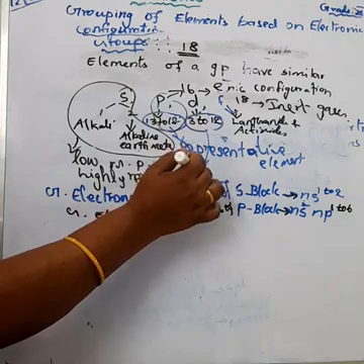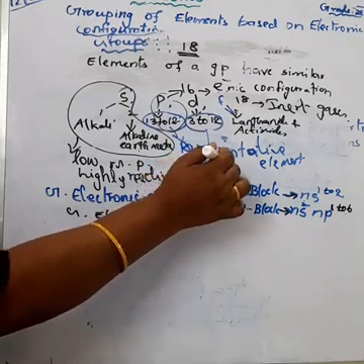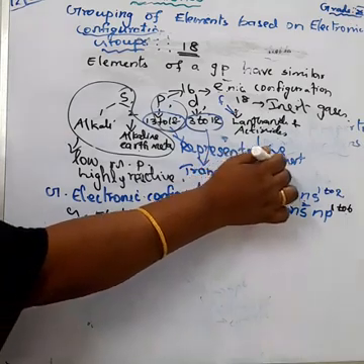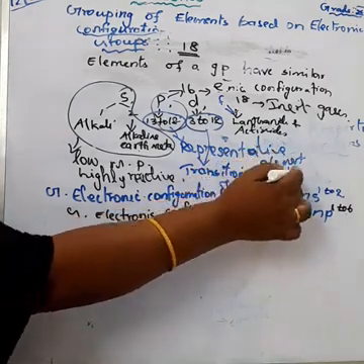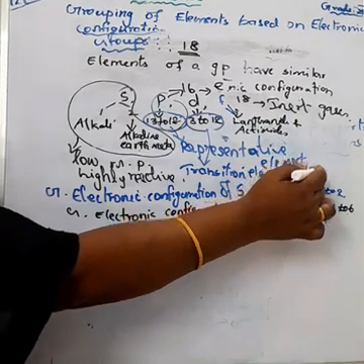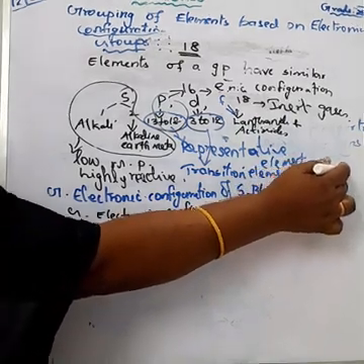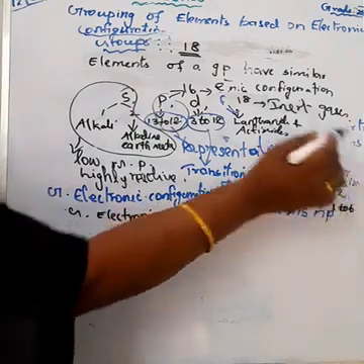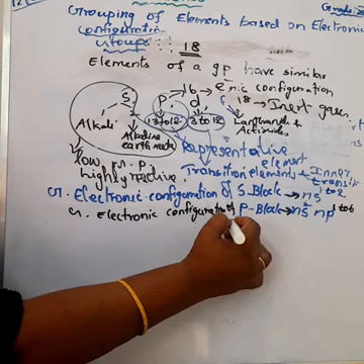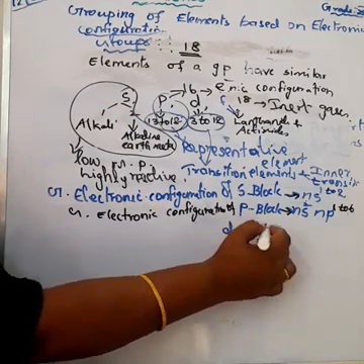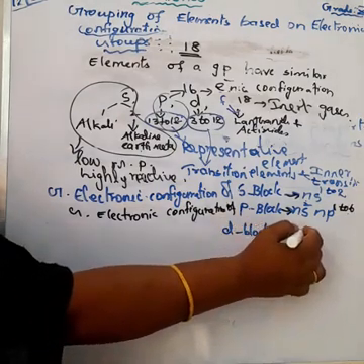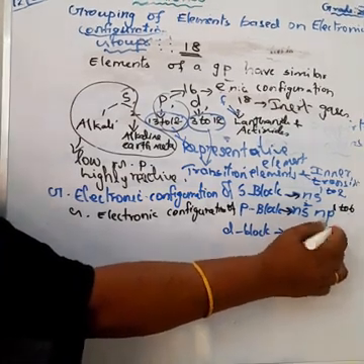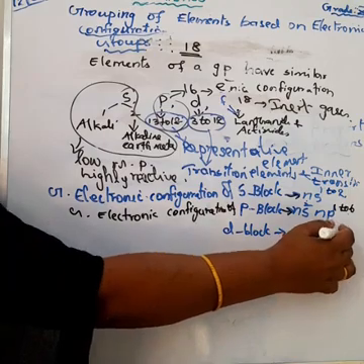Okay, transition elements. Here, there are two types of elements: one is transition elements, and the other is inner transition elements, which have the transition series. The outer electronic configuration for the transition elements is ns1 to 2 and (n-1)d1 to 10. What do you mean by n?